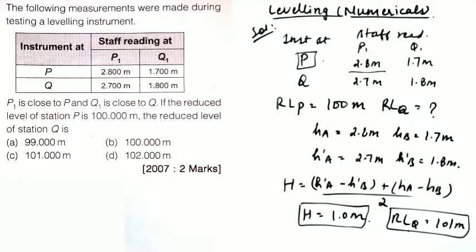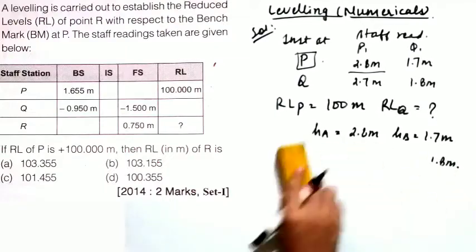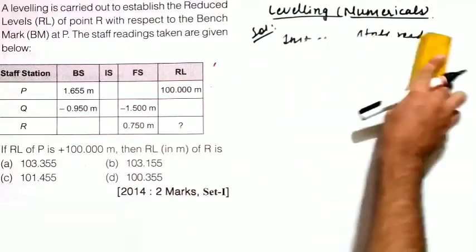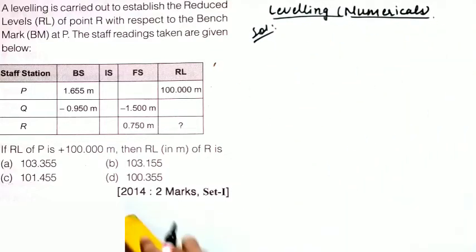Now moving to the next question, and the next question is based on inverted staff, but this time it is given in a tabular format and you will have to solve it using rise and fall method, or you can also solve it using collimation method. But I prefer that whenever an inverted staff is there, you do not go for height of collimation method. That will create an error in your solution. Always go for rise and fall method whenever an inverted staff reading is given.